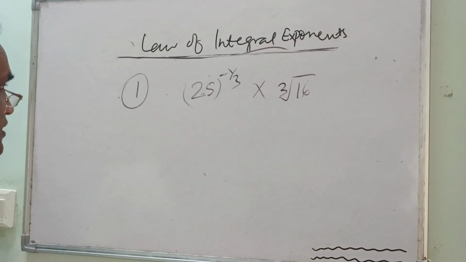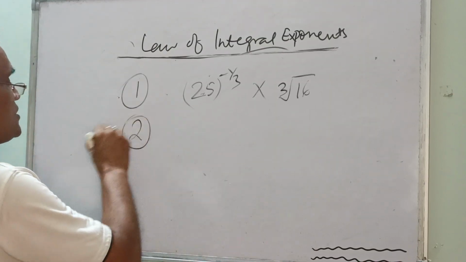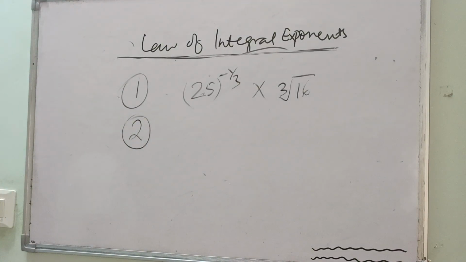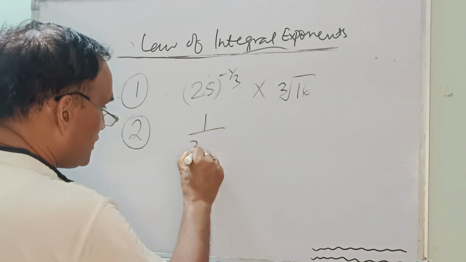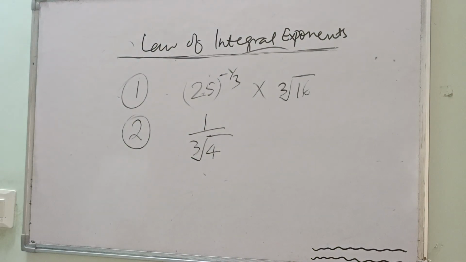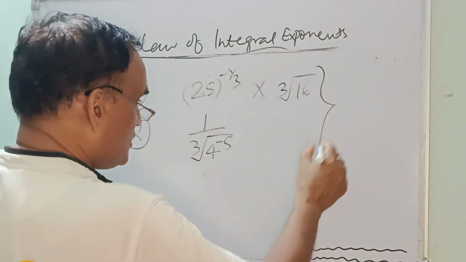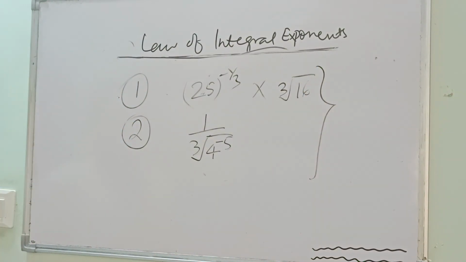So I will understand that you have cleared this formula. Again, the second question: 1 upon 3, 4, and the power is minus 5. So this question you have to solve. These two questions, get ready with these two questions and get them solved.